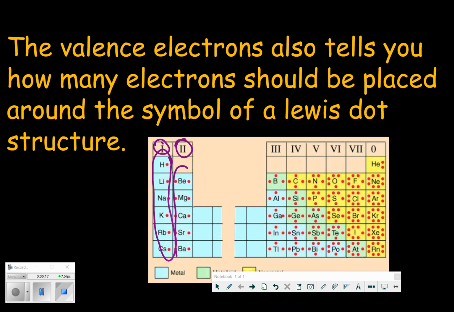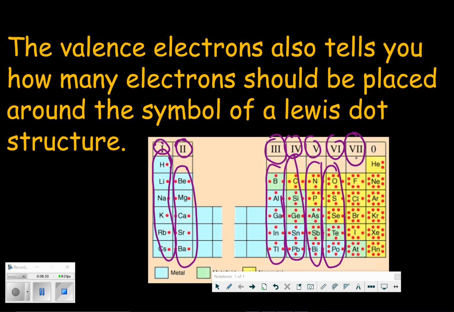Second column, 2 dots. Third column, 3 dots. Fourth column, 4 dots. Fifth column, 5 dots. Sixth column, 6 dots. Seventh column, 7 dots. Eighth column, 8 dots for most of them, with the exception of helium, which has 2 dots.